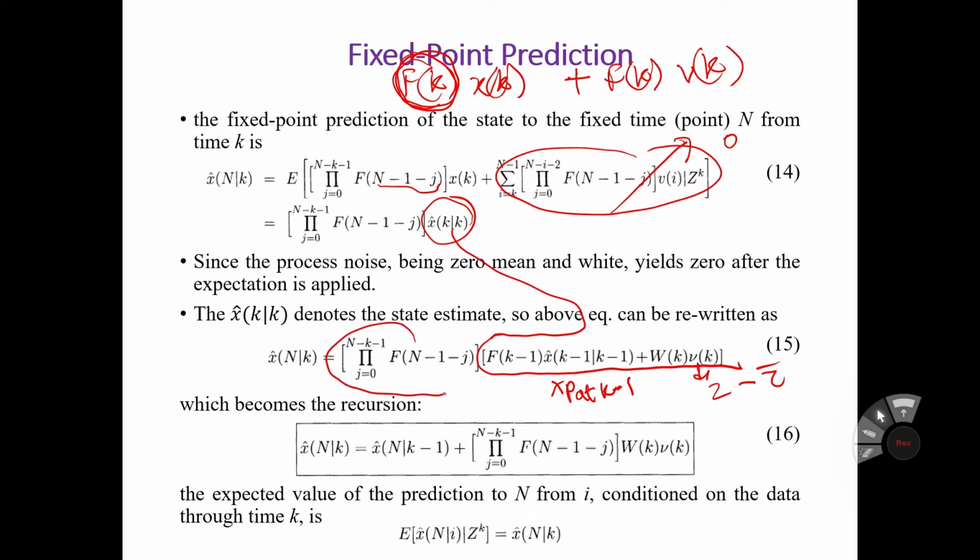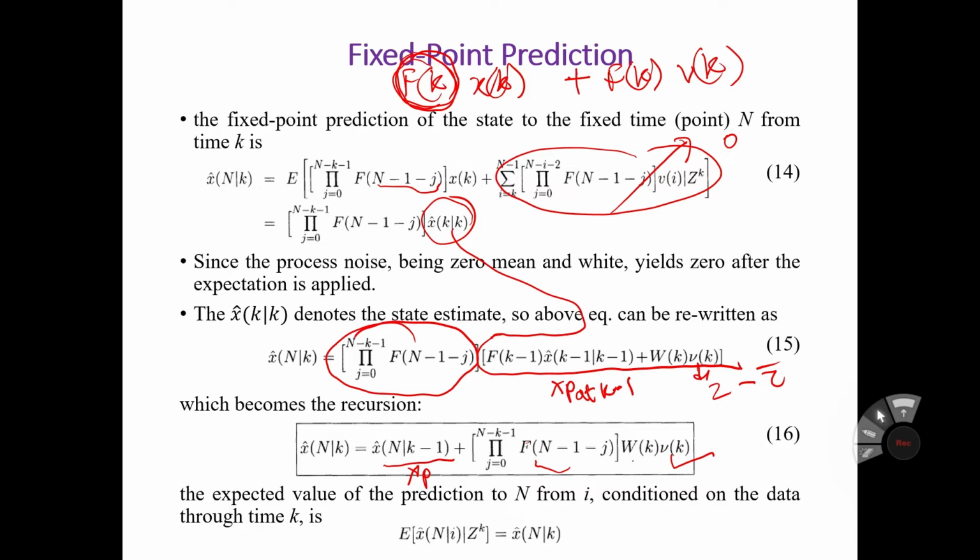So how can we write this equation in the recursion version, which becomes a recursion like this one. This is again the xp. xp is the predicted value of x at n conditioned on k minus 1 is k, plus the fixed point prediction transition matrix into the Kalman gain and the process noise.